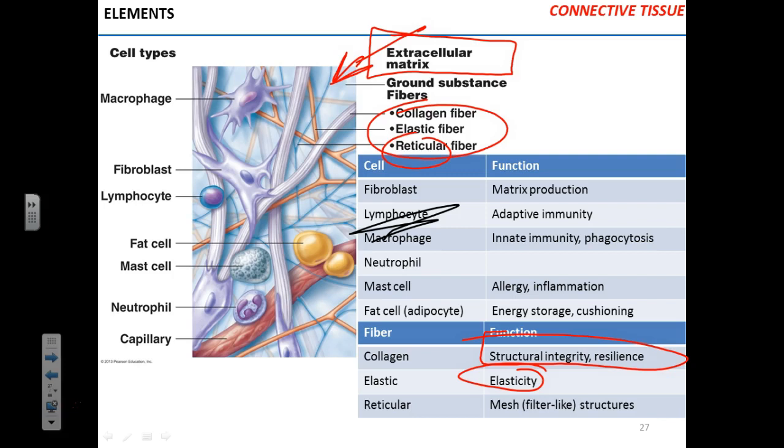Now, cellular components. The major cell of connective tissue is the fibroblast. The role of the fibroblast is to produce ground substance and fibers, pretty much recreate connective tissue. Does that make sense? Those are fibroblasts.